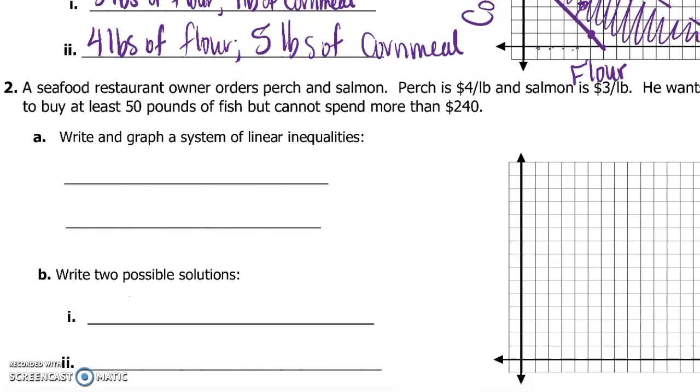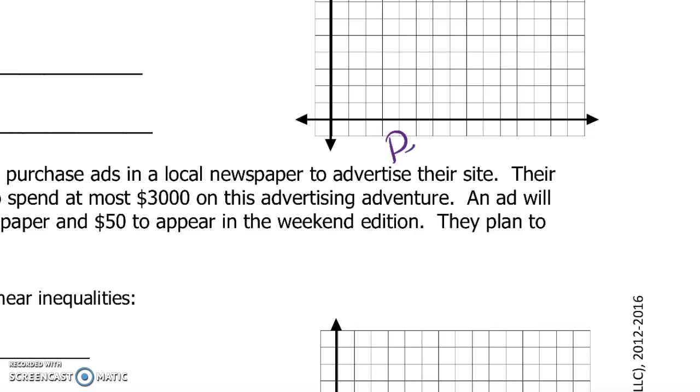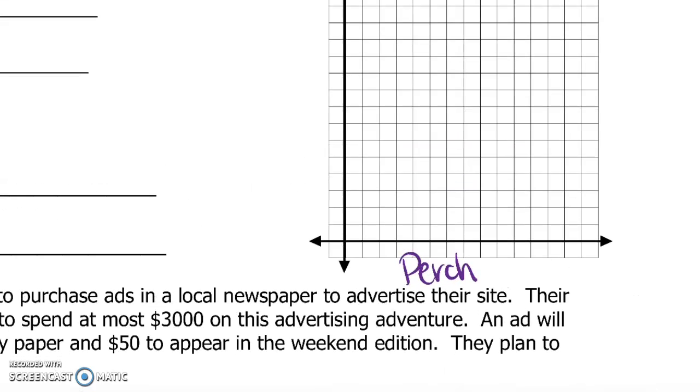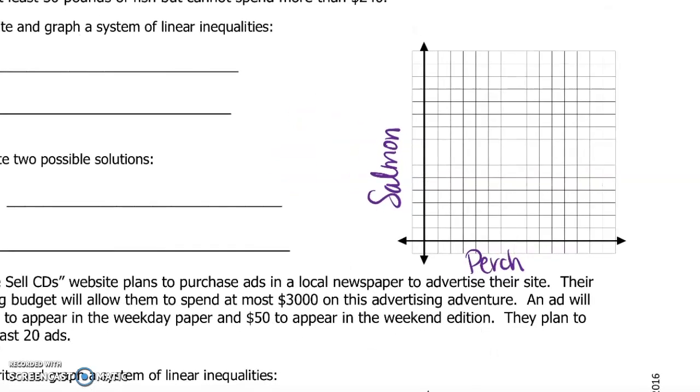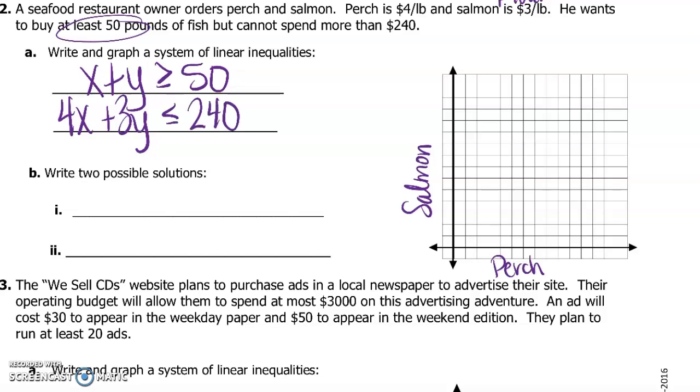All right, so same thing for number 2. We have seafood, perch, and salmon. All right, so right away I'm going to put my perch on the X and my salmon on the Y. So at least 50 pounds, X plus Y greater than or equal to 50. And then purchase $4, so 4X plus 3Y. Cannot spend more than 240, so that's going to be less than or equal to 240.